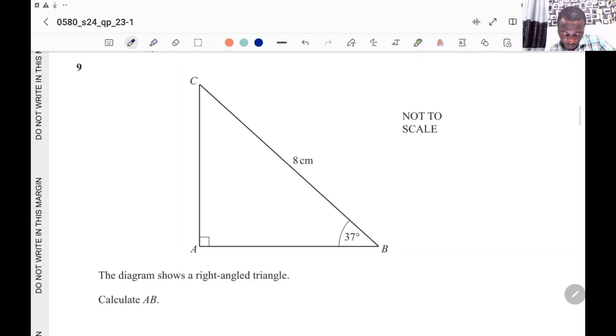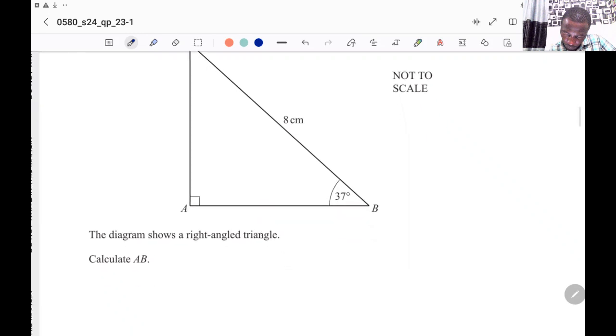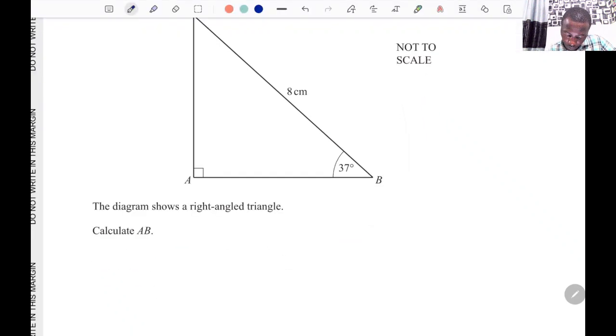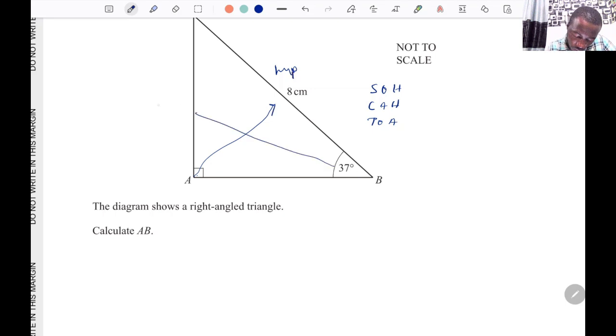Question number 9 says the diagram shows a right angle triangle. Calculate AB. So we're calculating this particular side, AB. Since an angle is involved and this is a right angle triangle, we're going to invite Sohcahtoa. We'll check which of them satisfies the condition where this is your hypotenuse, because where the angle 90 is facing is usually your hypotenuse. Then where the angle itself is facing is usually your opposite.